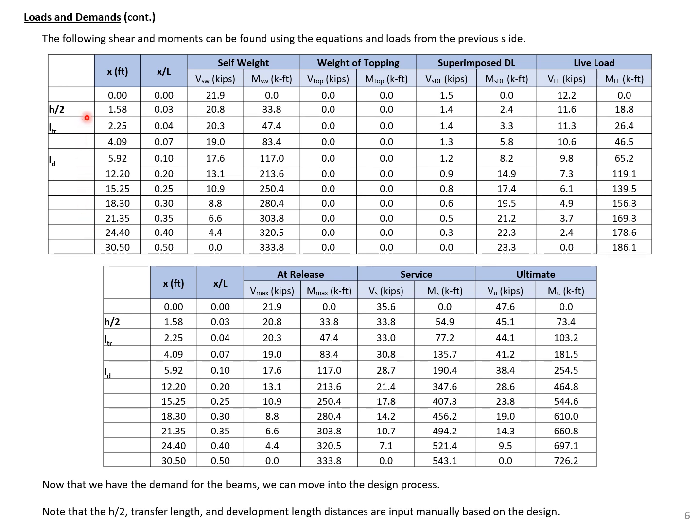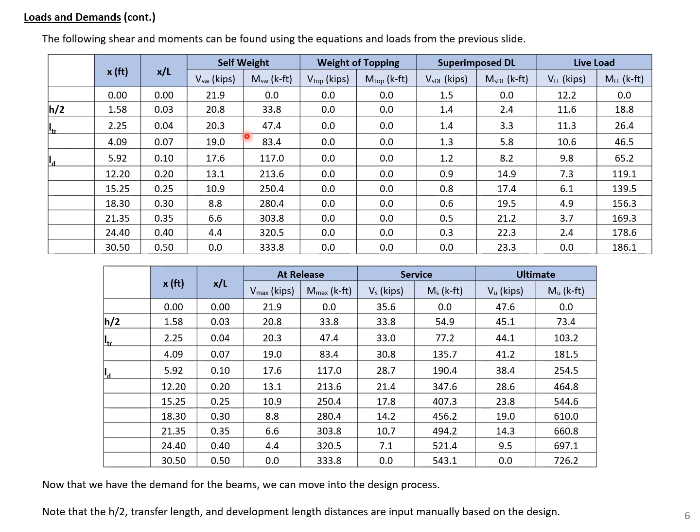And you can see I'm highlighting a couple different points of interest: h over 2, which is important for shear, the transfer length, and the development length. The transfer length and development length we'll find later in the calculations, and I just come back and input those manually into these two fields.